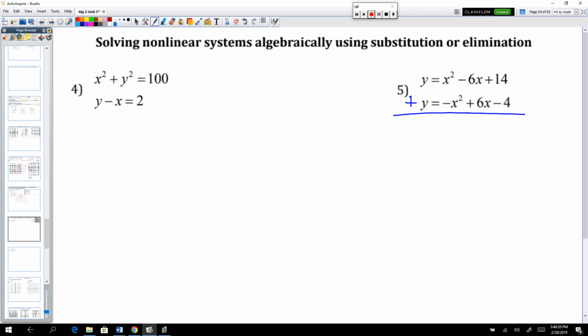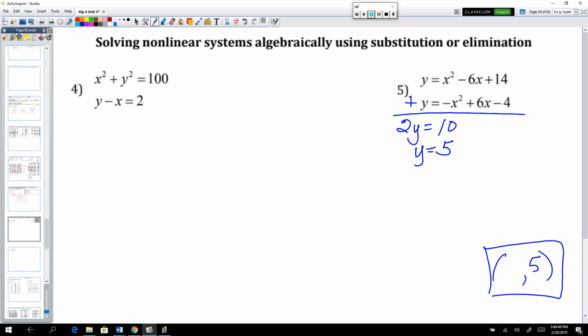This one is set up just beautifully for that to be done. If we were to add these top to bottom, we would have the x's completely disappear or get eliminated. So y plus y is 2y, x squared minus x squared is 0, negative 6x plus 6x is 0, 14 minus 4 is 10. And so therefore y equals 5.